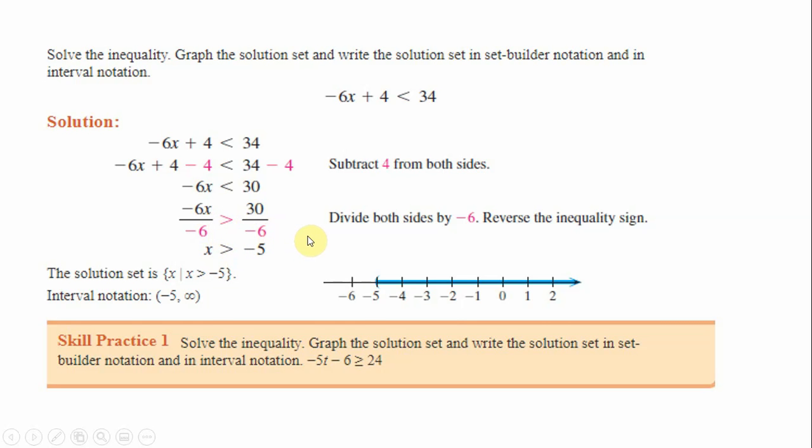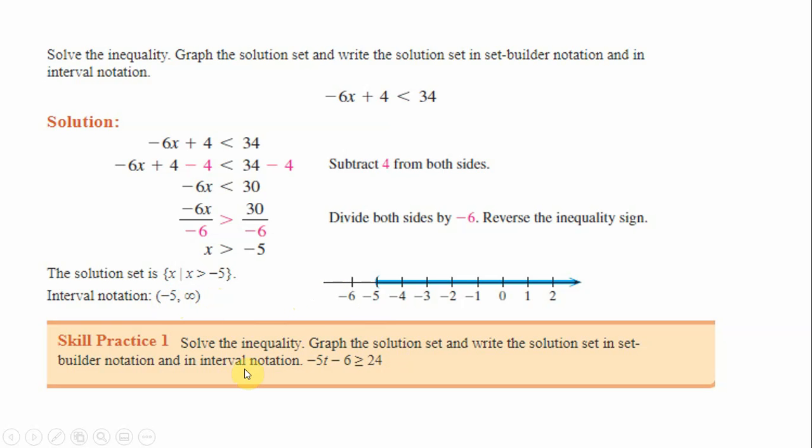And now I just need to graph it out. Set builder, set of all x such that x is bigger than negative 5. There's my solution. I can find my negative 5 on my number line. Here's the negative 5. I want strictly bigger than, so I do it as a parenthesis and not a bracket. And then graph all the way out, all the numbers bigger than. Interval notation, negative 5 to infinity.